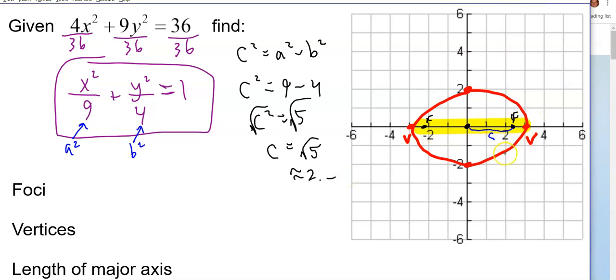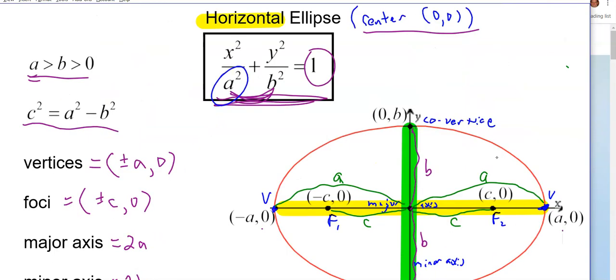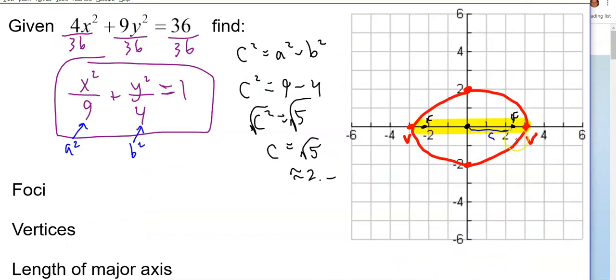The actual ordered pairs, this is where I really think the formulas help, because I want to see these ordered pairs. So in this case, the focus is plus or minus c comma 0. The focus point would be plus or minus square root of 5 comma 0. You see I'm just plugging in square root of 5 because that's my c value, and now I have those exact ordered pairs, which is really what I want.